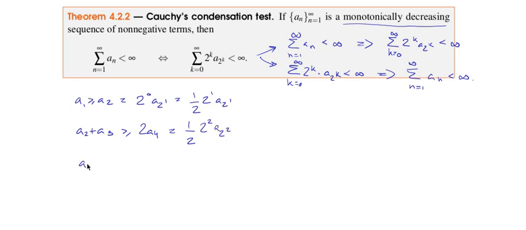And we can keep doing this. a sub 4 plus a sub 5 plus a sub 6 plus a sub 7 is greater than 4 times a sub 8, right? Which is 1/2 of 2 cubed, a sub 2 cubed.